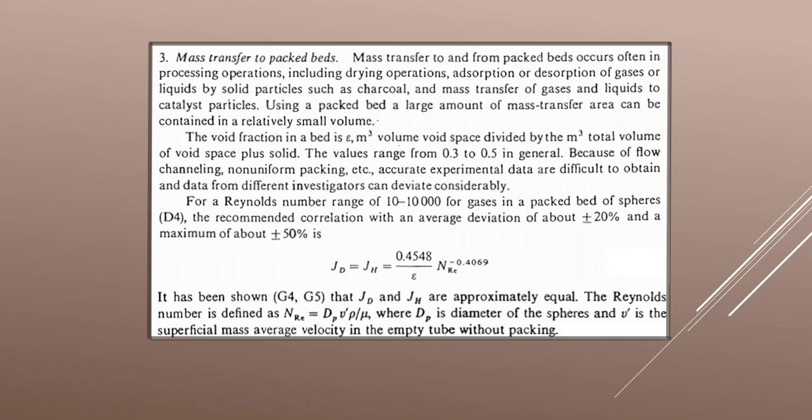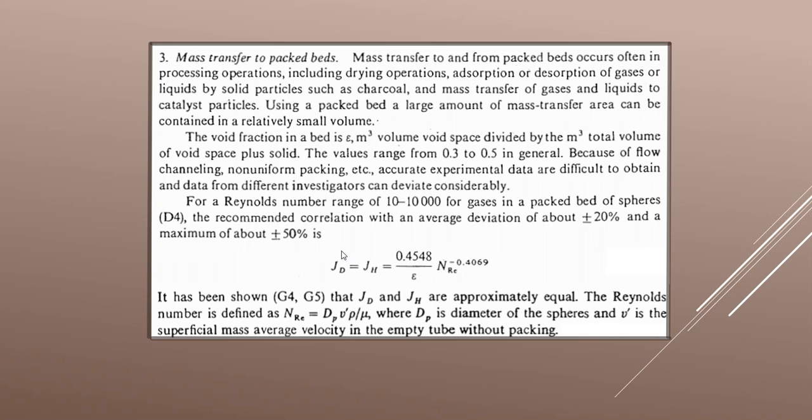So for a Reynolds number range of 10 to 10,000 for gases, so take note, this is for gases, in a packed bed of spheres, the recommended correlation with an average deviation of about plus minus 20% and a maximum of about plus minus 50% is given by this, again, dimensionless factor, the J sub D and the J sub H, which is equal to 0.4548 divided by the void fraction multiplied by the Reynolds number raised to negative 0.4069. Now, it has been shown that these dimensionless factors are approximately equal, so that is why we equate them to this expression.